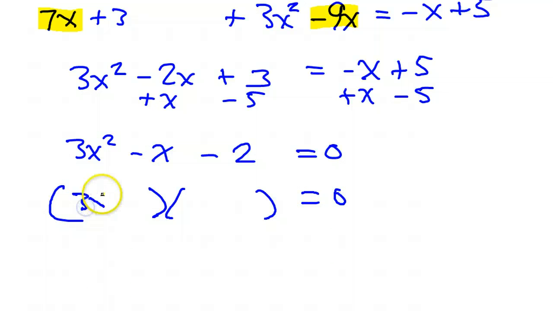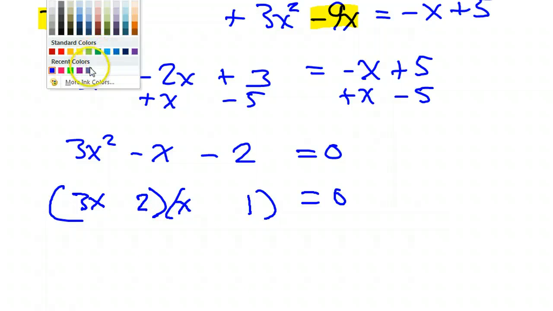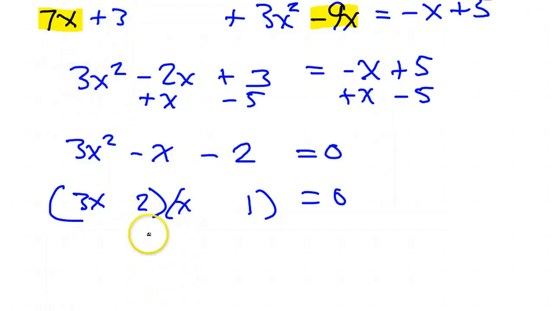3x squared, that's 3x times x. 2 is 2 times 1. If this doesn't work, I'll switch them the other way and put 1 and 2. Now, we know that inner plus outer equals middle. Inner, I have 2x. Outer, I have 3x. I'm trying to get a middle of negative 1. That will happen if I have a positive 2 and a negative 3.